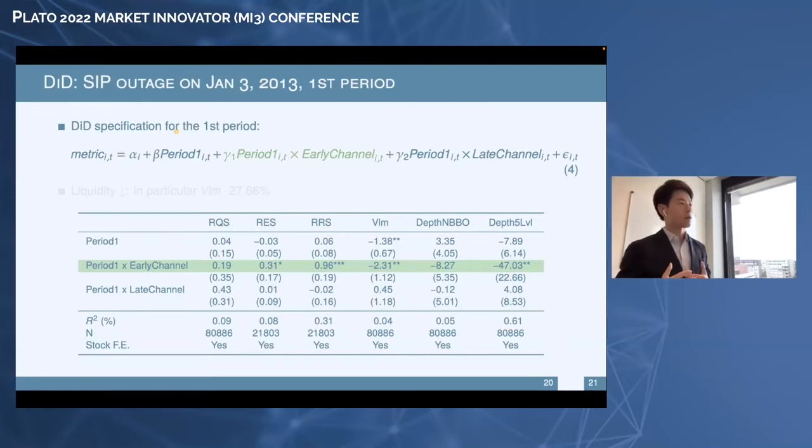Essentially, I compared the stocks in the early channels, which are first affected by the glitch, versus the stocks in the late channels. We care about the coefficient gamma 1, which captures the difference-in-differences effect for the first time period. What I find is that the quoted spread draws for both the early and late channels. So perhaps there is a contagion effect from the stocks in the early channels to the late channels.